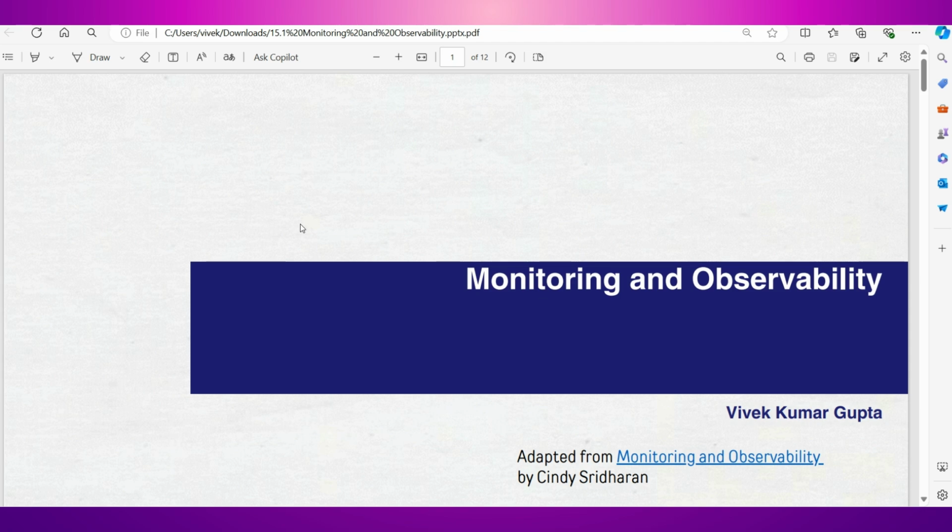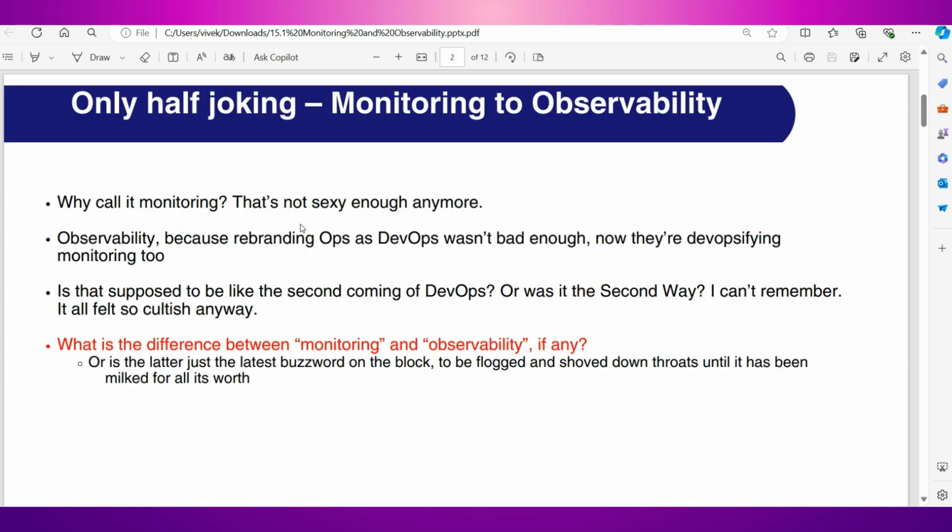So what is monitoring? Monitoring is like keeping a health check on a computer system. It involves tracking various parts of the system to ensure everything is working correctly.